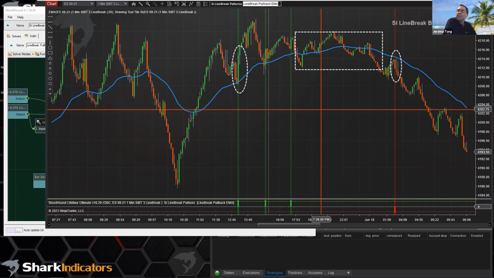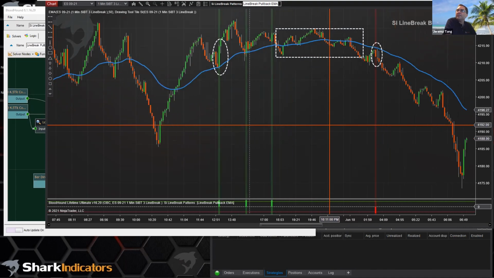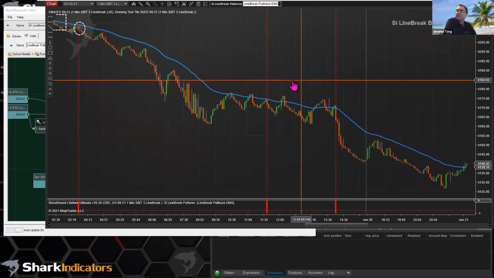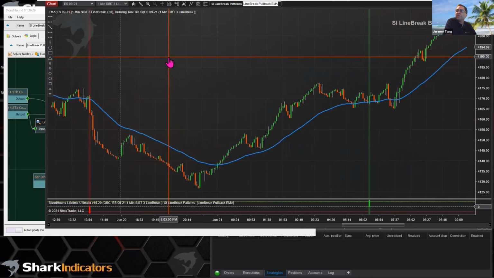And another thing that we also like to see, and let's see if I can find an example, a recent example here. Let's see if I can find a recent example.